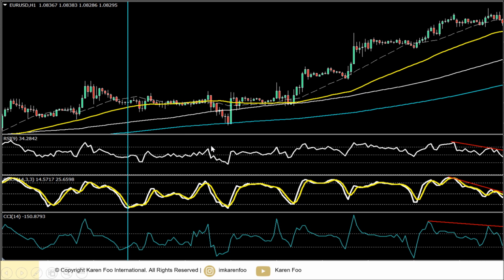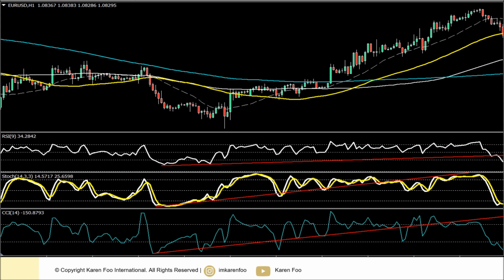So RSI only went to oversold right here. You see, while the price tested 200 SMA, it can save you from a lot of losses. Because you already know that the more trades you make, the higher chance you're going to get into a losing trade, the higher chance you're going to get into a false signal.